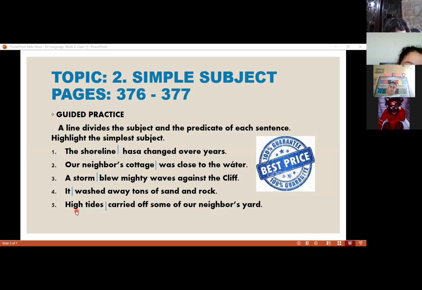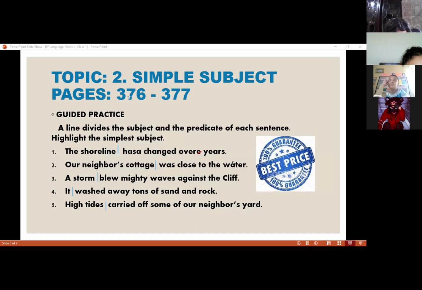Now, it says a line divides the subject and the predicate of each sentence. So we know that the shoreline, the first part is what? The subject. The first part is the subject. Has changed over the years is the predicate. Excellent. So now, the subject is the first part and the predicate the second part, but it says highlight the simple subject.